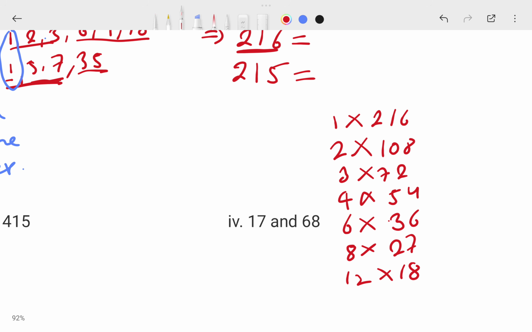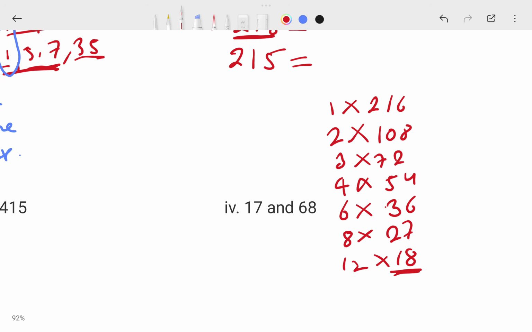Is it in the 14 table? No, it is not. The 15 table? No. The 16 table? No. The 17 table? No. The 18 table? Yes, it is there, 12 times. So 18 is already there. After that you will find it in the 27 table, 36 table, 54 table, 72 table, 108 table. So this is clear.